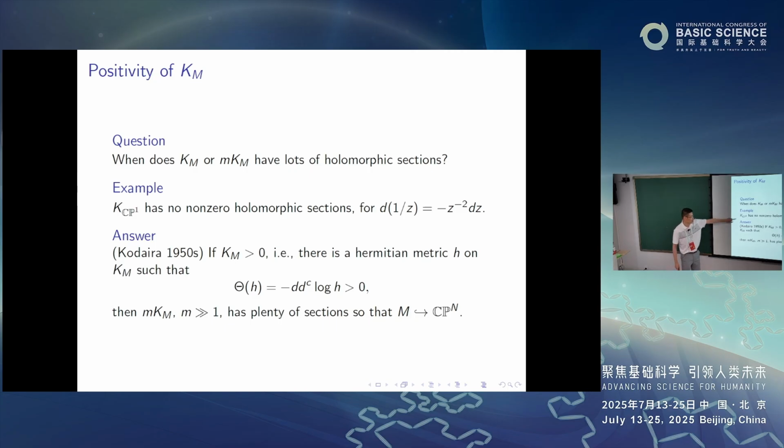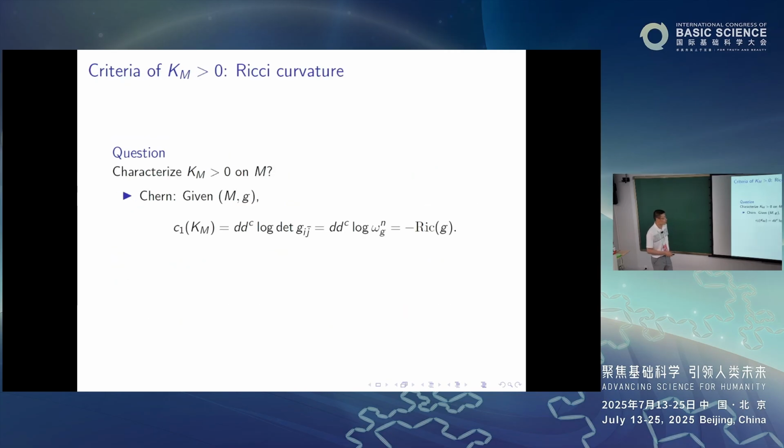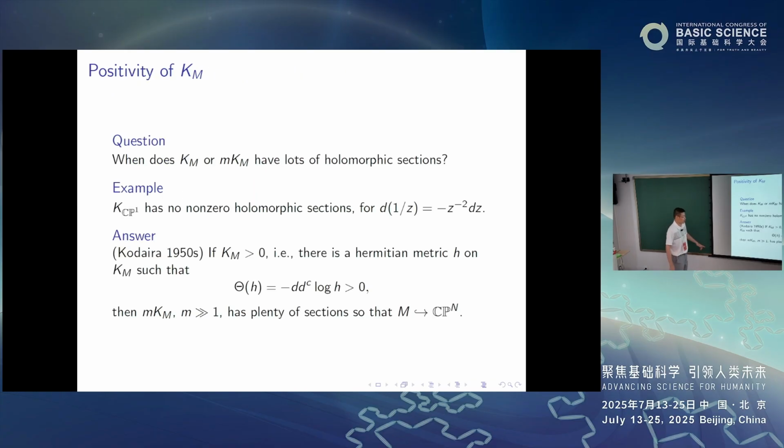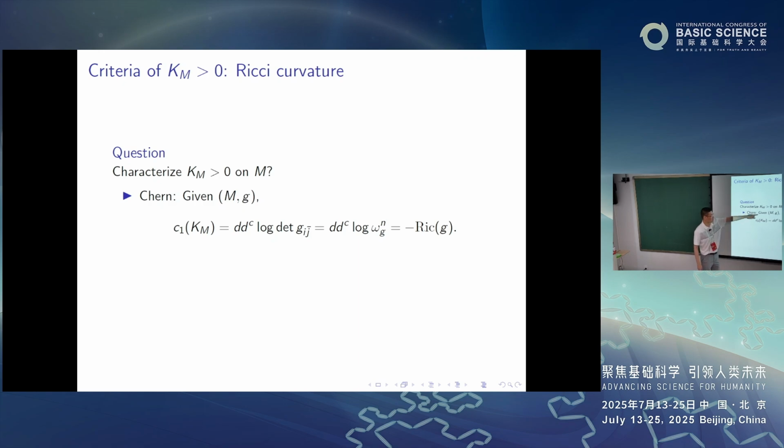So clearly, this K_CP1 is not positive. Actually, minus K_CP1 is positive. Remember Kodaira's theorem is about a metric on the line bundle. Now the question is, can you use geometric data on the manifold itself rather than the line bundle characteristic? So we're going to use some curvature on the manifold.